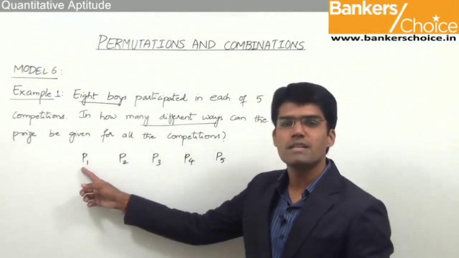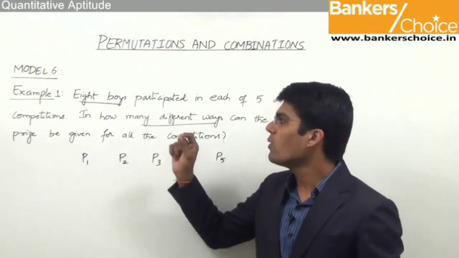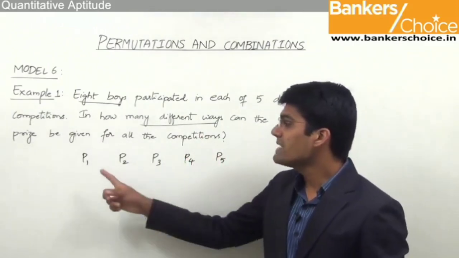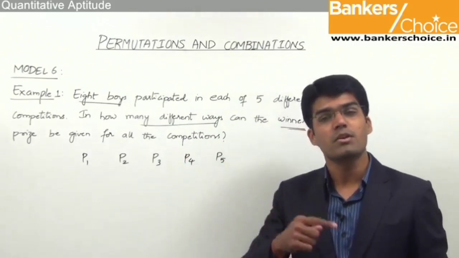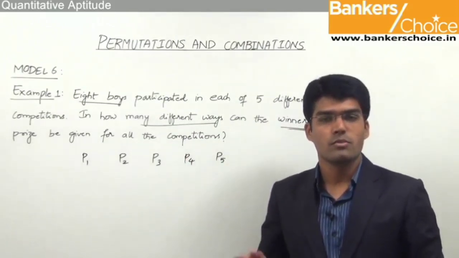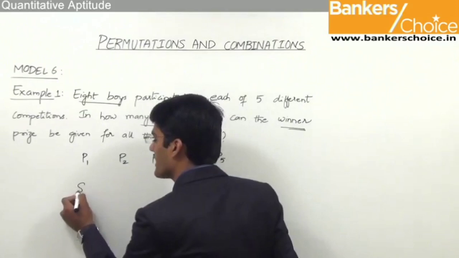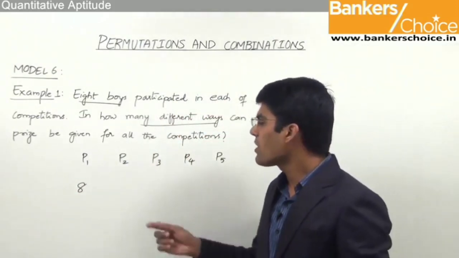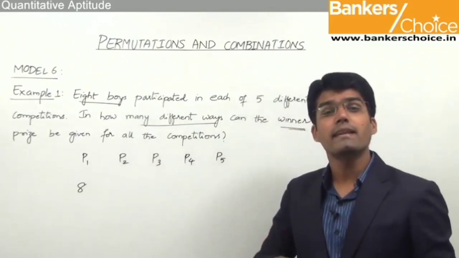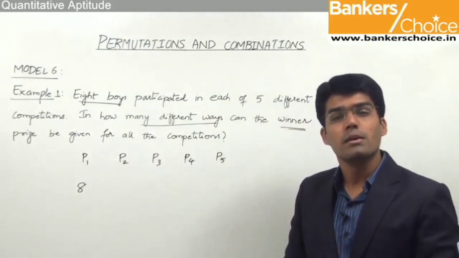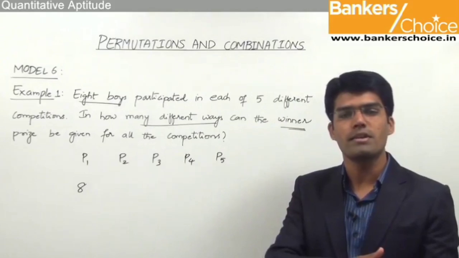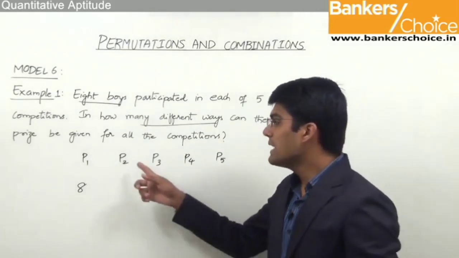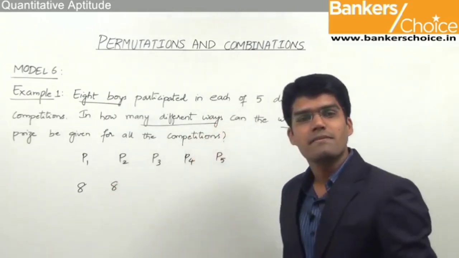Now prize 1 here is for competition 1. Let us say out of these 8 boys, any one boy is the winner of competition 1. So prize 1 can be given in 8 different ways. Why? Because any one of these 8 boys can be the winner. So there are 8 ways to distribute prize number 1, that is for competition 1. Now when we go for competition 2, that is prize 2, again it can be given in 8 different ways. Why? Because the person who has already won the prize in competition 1 can again win the prize in competition 2 as well. So we can say that even prize 2 can be given in 8 different ways.